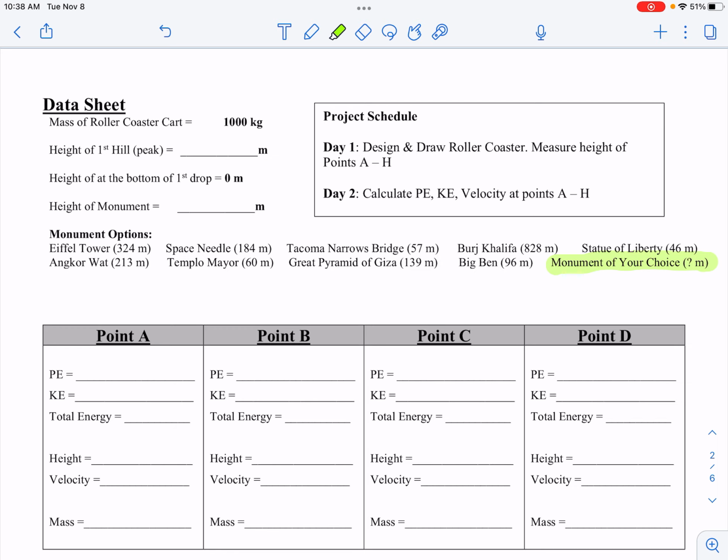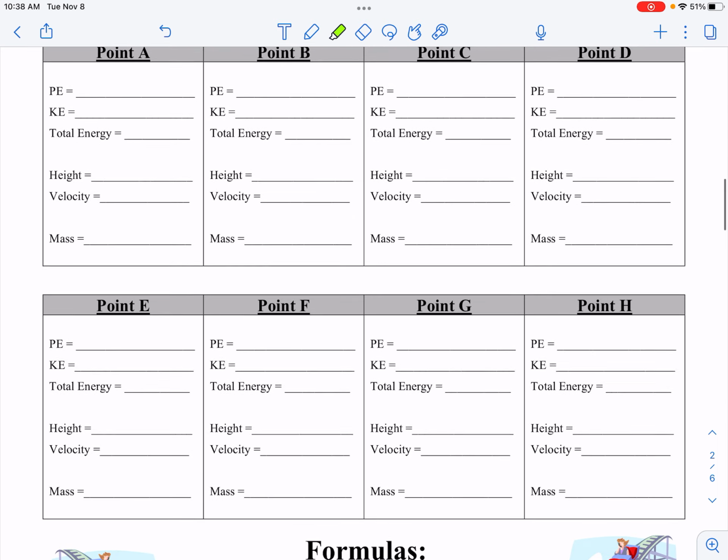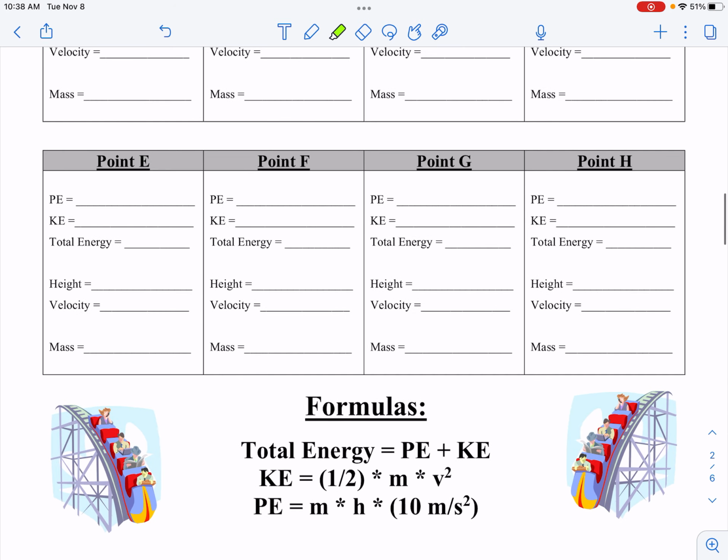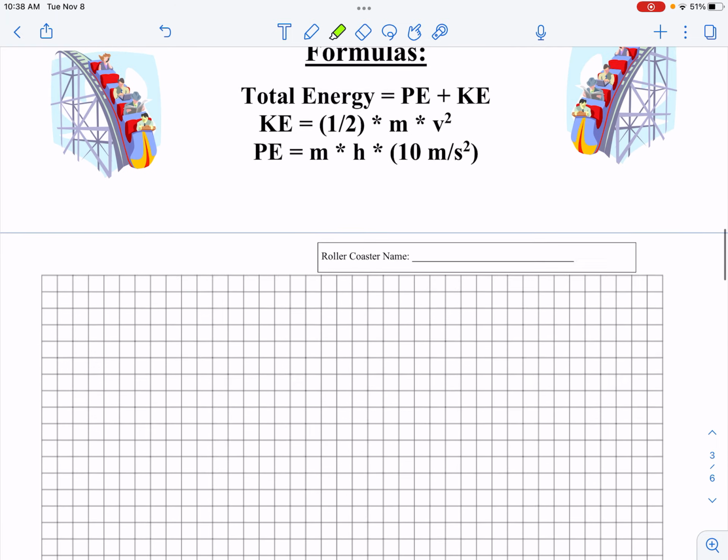All right. This data table for points A through H, you don't need to worry about this yet until you've drawn your roller coaster. Okay. So I'm going to go over how to get started.